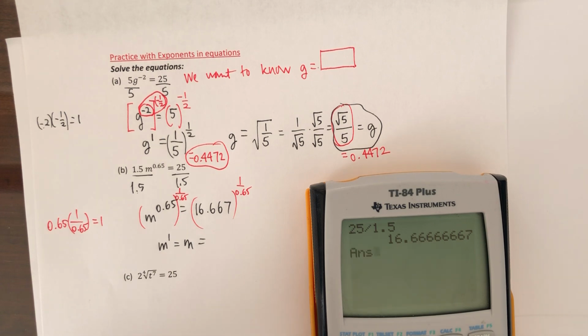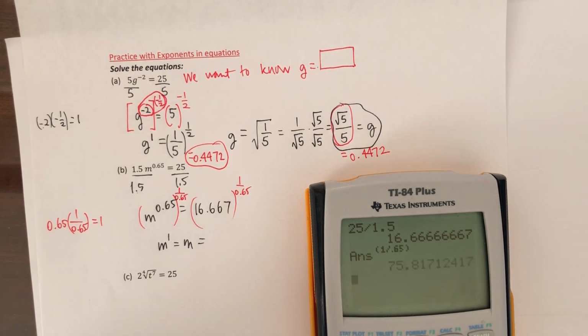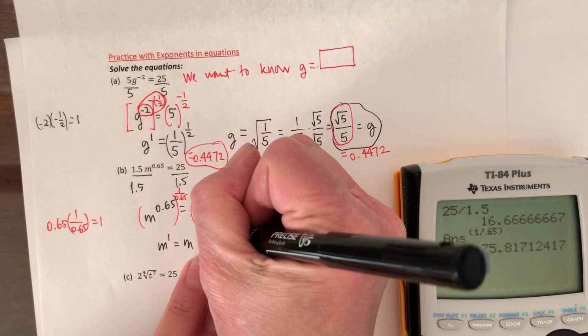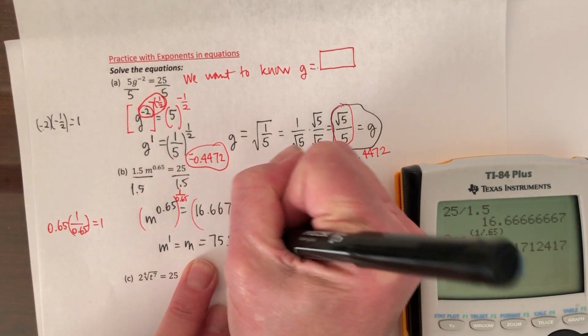So I'll pick up the 16.667, raise it to the, be sure to use parentheses, of course, with your powers, and m equals 75.817.